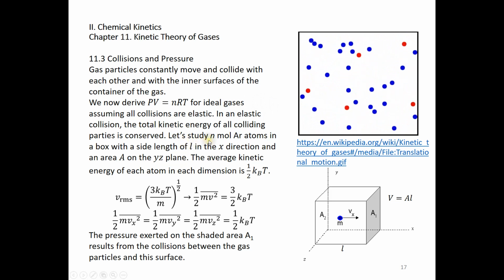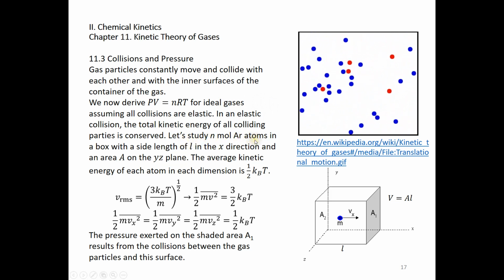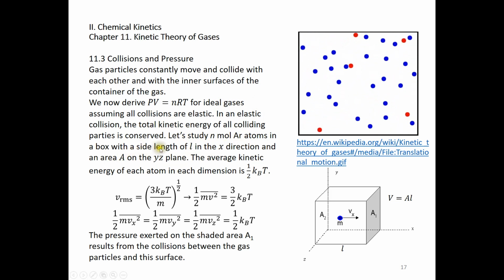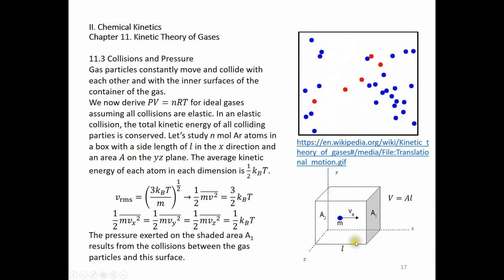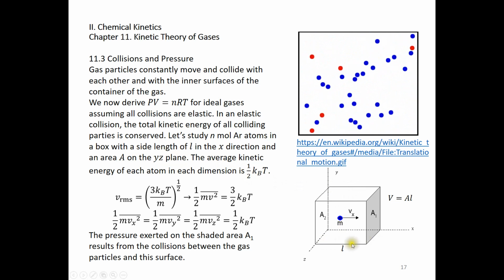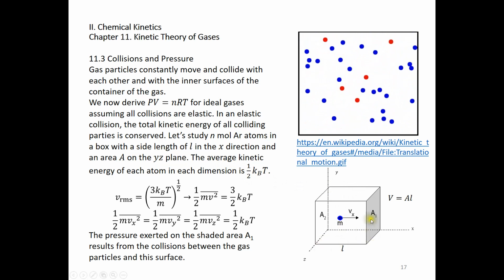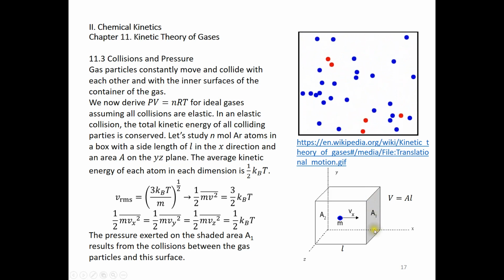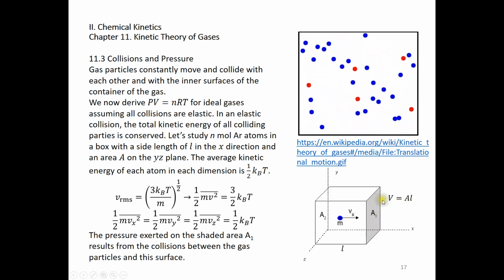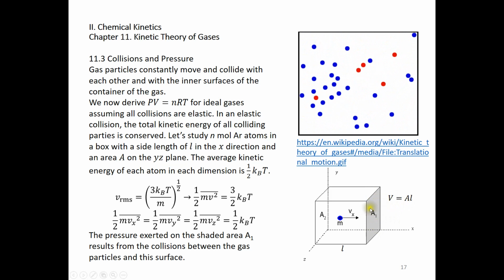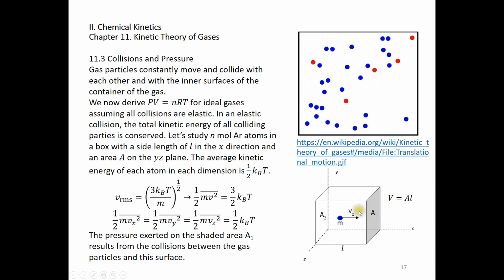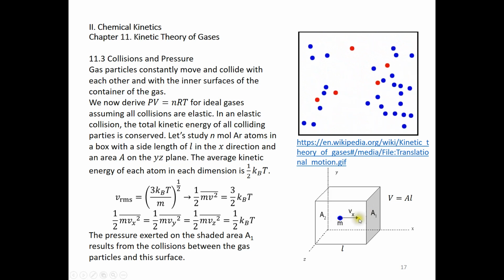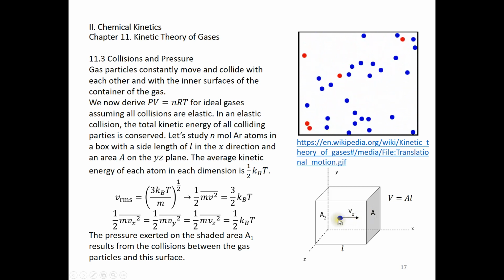Let's study n moles of argon atoms in a box. Let's say the side length of the box is L, over here in the x direction. And this box has a bottom area of A. So the volume is A times L. Now we'll just look at one particle, and we will look at the motion of this particle in the x direction.